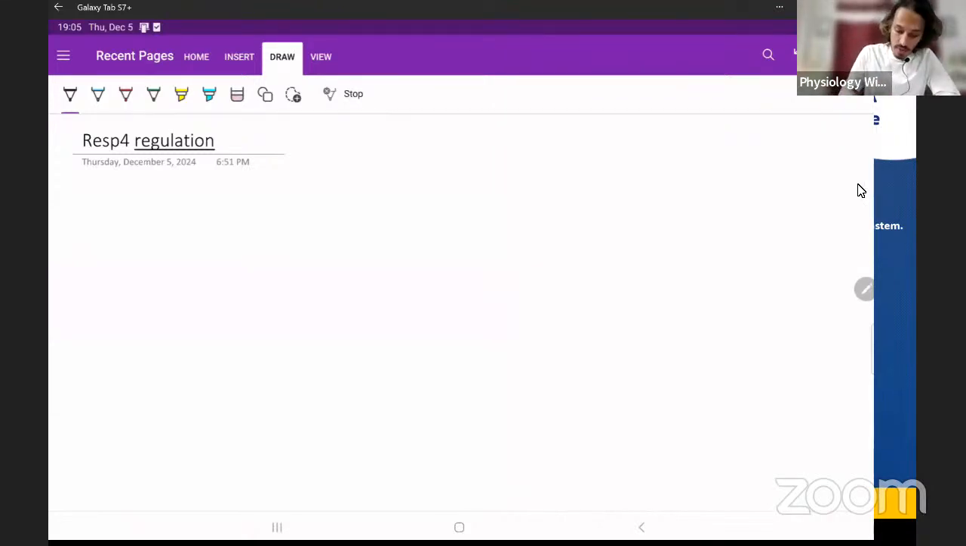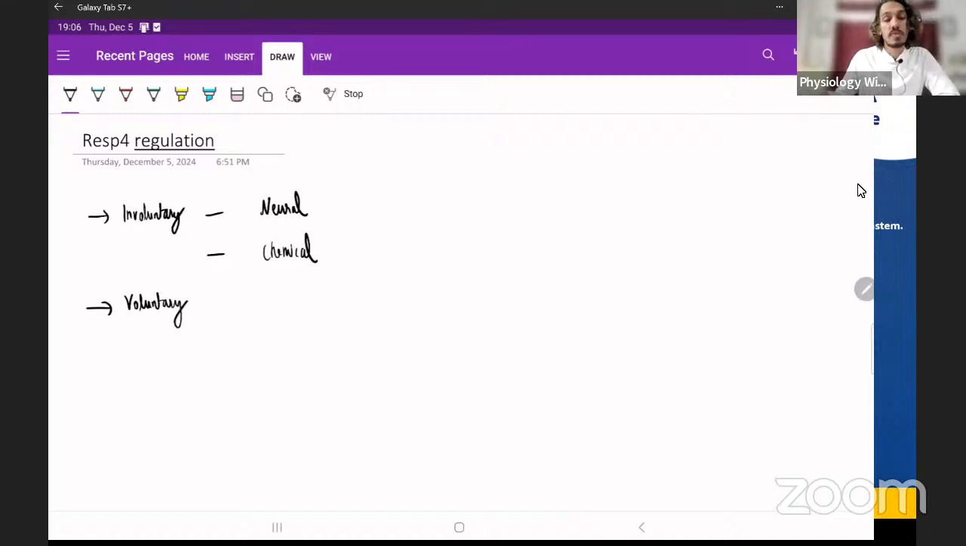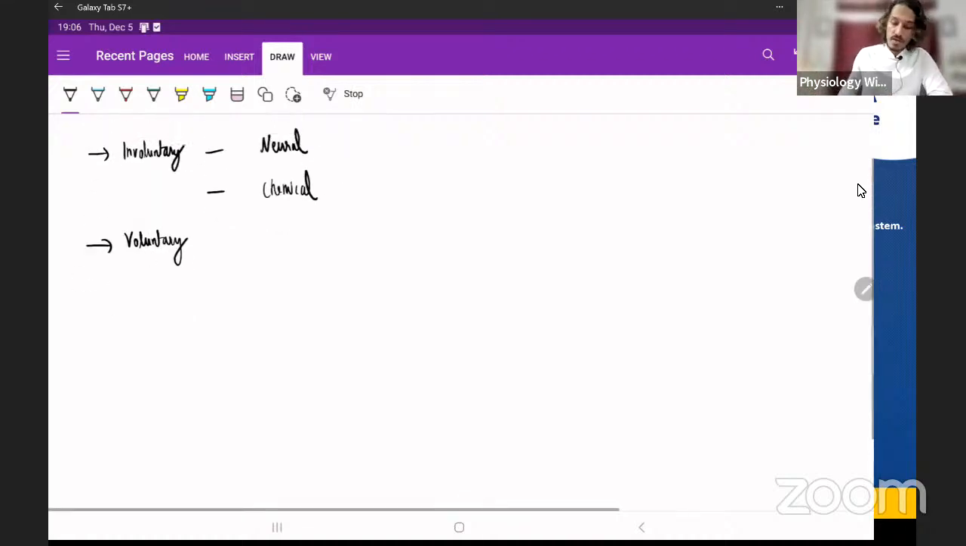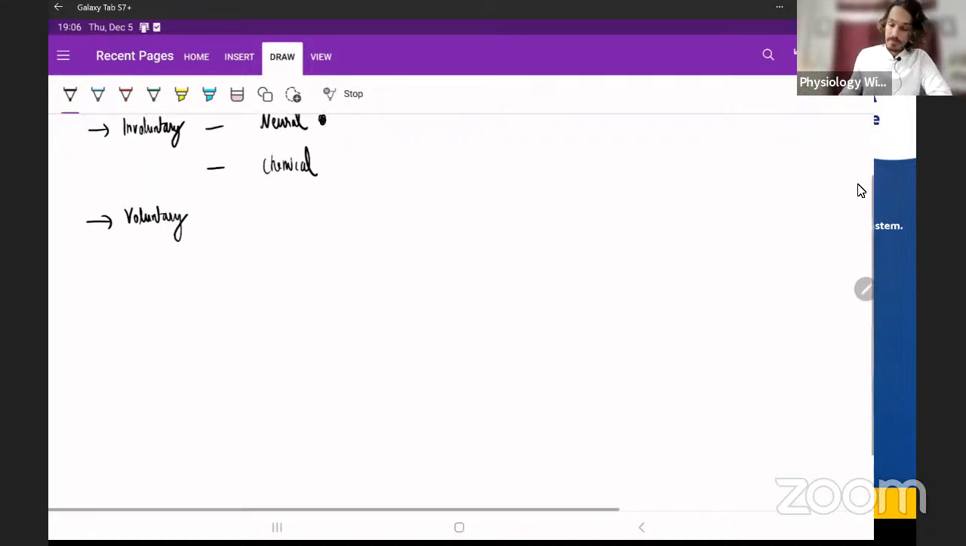As I was saying earlier, we have an involuntary control, which includes your neural respiration regulation and your chemical regulation. And then we have voluntary control. These are the headings under which you have to discuss this. We'll start off with your neural control.